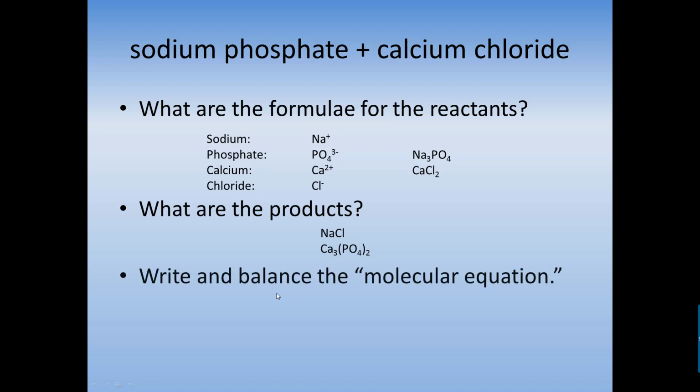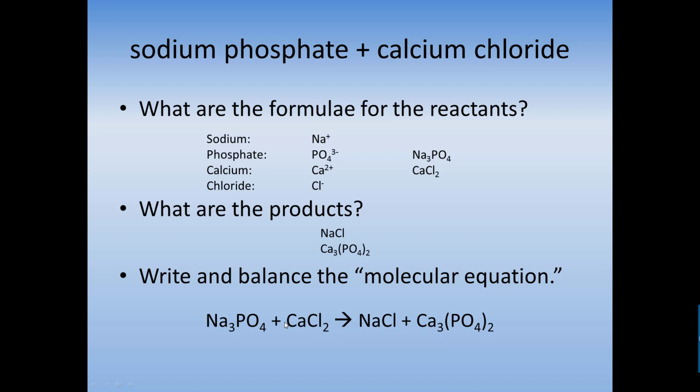Once we have the reactants and the products, we can now balance the molecular reaction. And so there we go. Here are the reactants. Here are the products. And so when I look at this, I see, uh-oh, I'm going to need 3 calciums. I better put a 3 here.